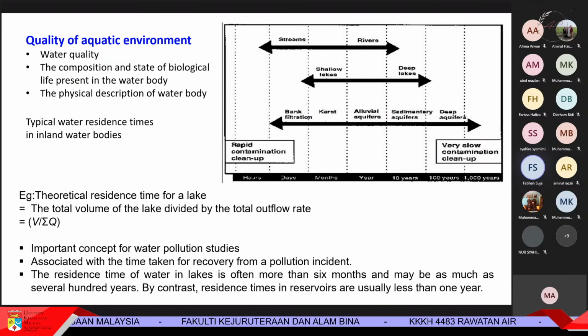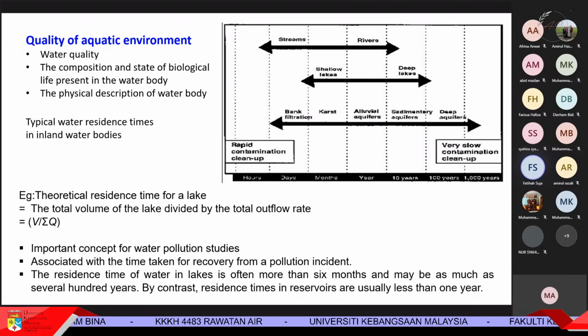Okay. When you talk about the contaminant, yes, good. Average residence time. Let's say if you talk about the theoretical residence time for a lake, this is maybe the hydraulic. But if you talk about the contaminant, it's the average time the water or the contaminant stays in the system. So theoretical residence time for a lake is the total volume of the lake divided by the total outflow rate.